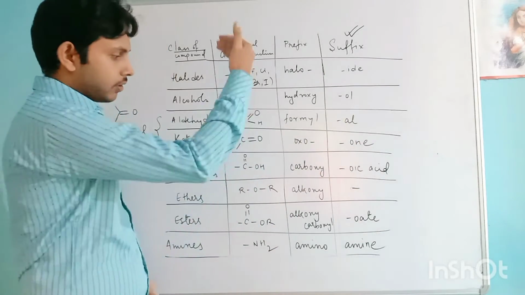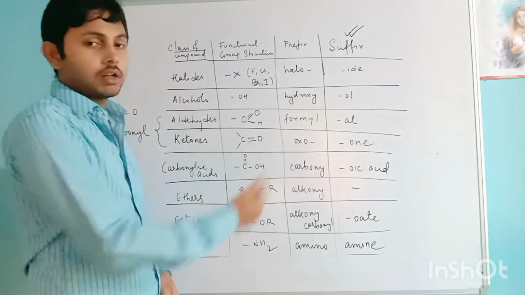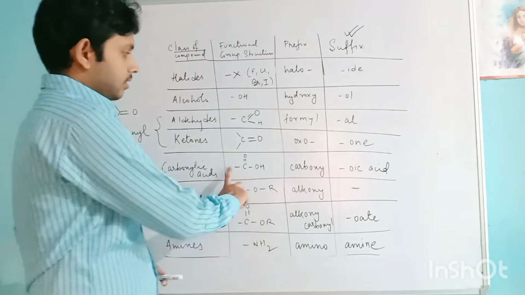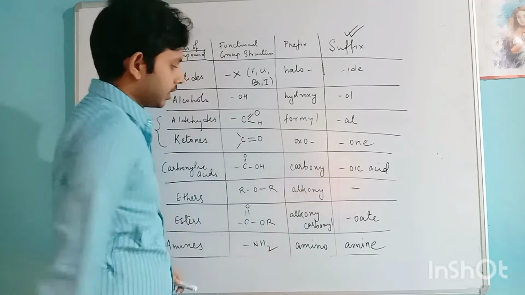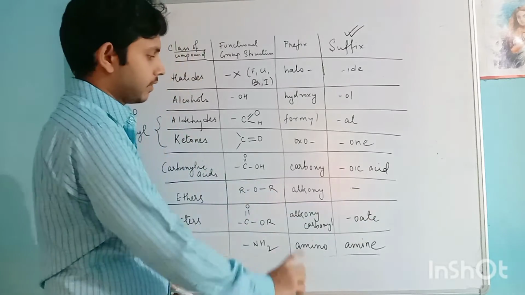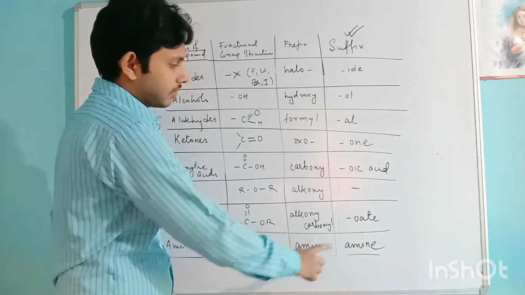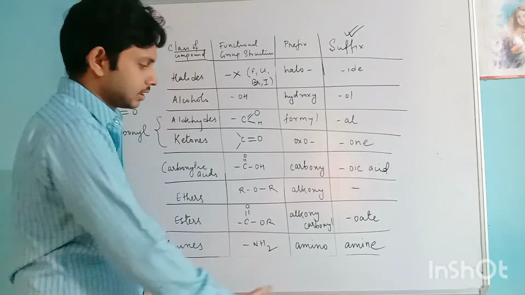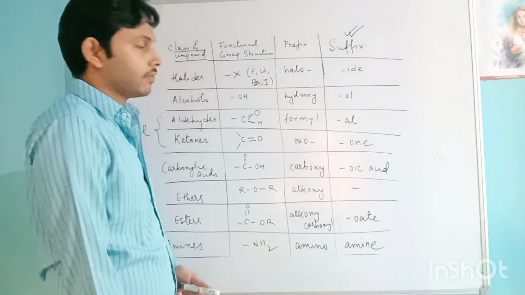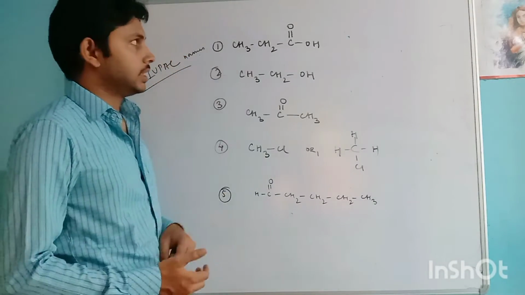You can pause and write this in your copy. It will be very helpful when I solve questions. For carboxylic acid, the suffix is oic acid. For ROR there is no suffix, there is prefix alkoxy. For esters, the prefix is alkoxycarbonyl and the suffix is oate. For amines, amine is used as the suffix.